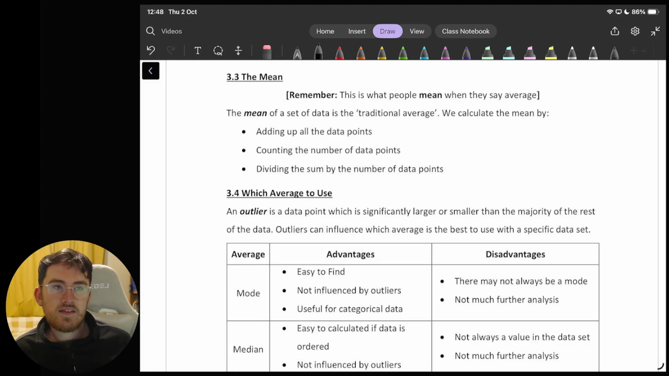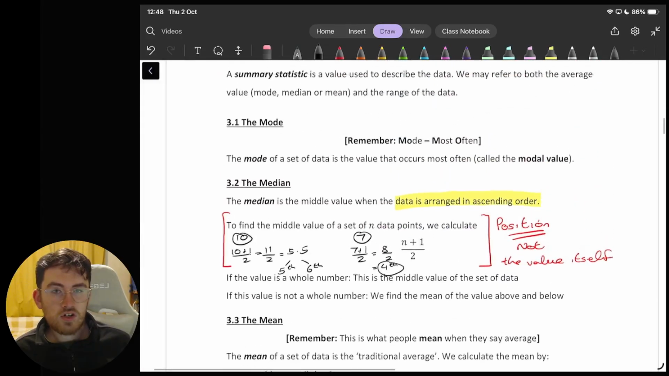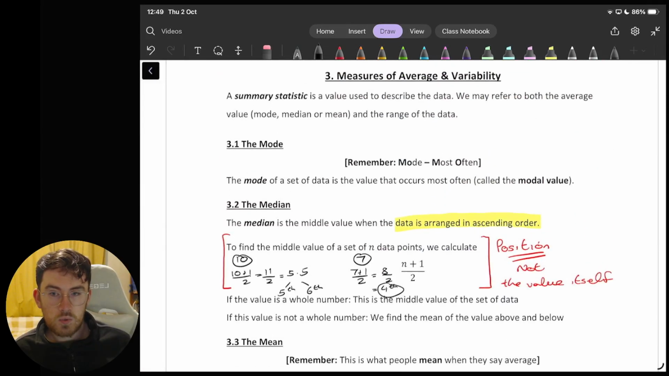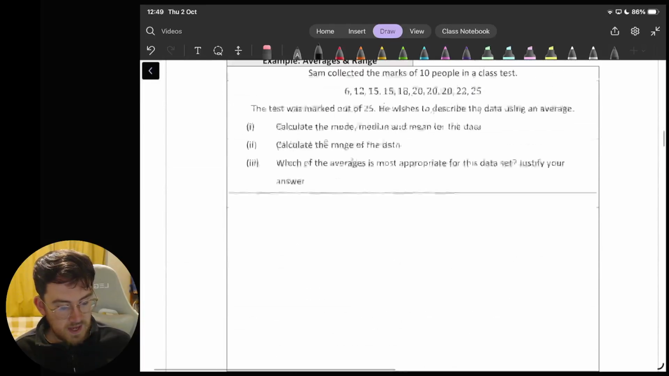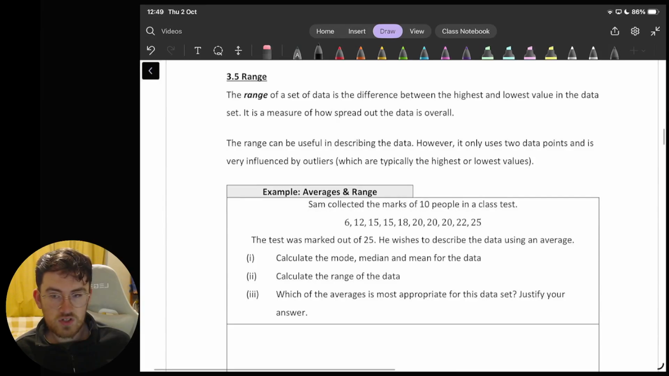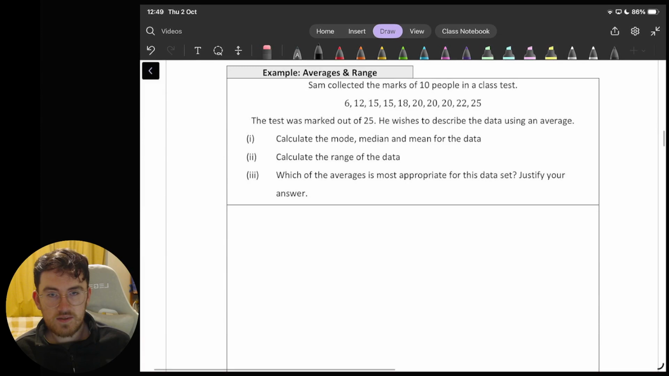So the mean is the one people tend to mean, the median is the middle when they're arranged in order, and the mode is the one that's there the most. Okay, so let's get into looking at an example or two. We'll look at this example of calculating the mean, median and mode.